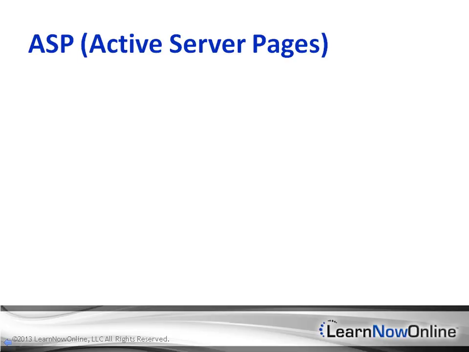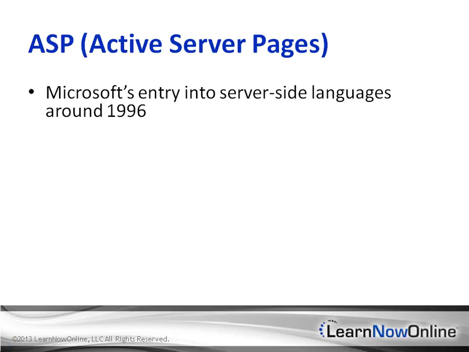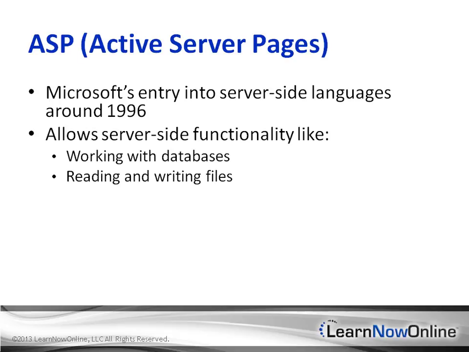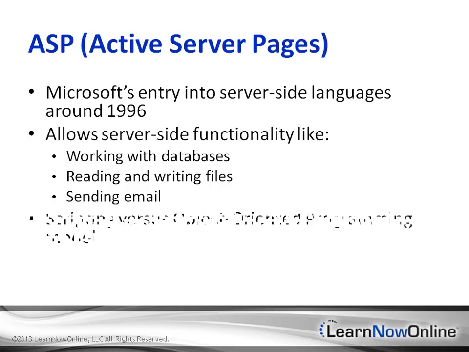ASP, or Active Server Pages, is Microsoft's entry into server-side languages. Around 1996 is when they first started getting into this area. The reason this was such a revolutionary change in the delivery of web pages is that it allowed server-side functionality, things like working with databases, reading and writing from text files, or even sending email.